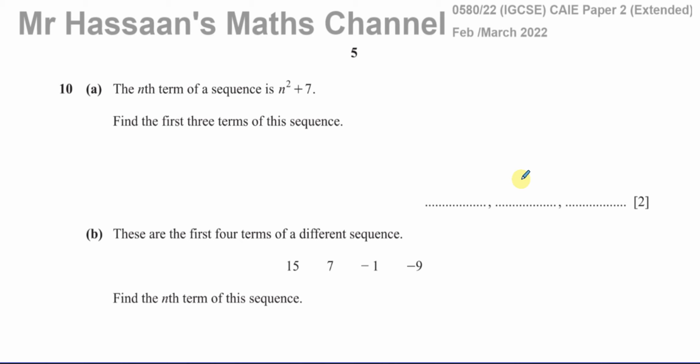So part A says the nth term of a sequence is n squared plus 7. Find the first three terms of the sequence. So this is the general term of the sequence. So any term we want to find, you can find it very easily. They want the first three terms.